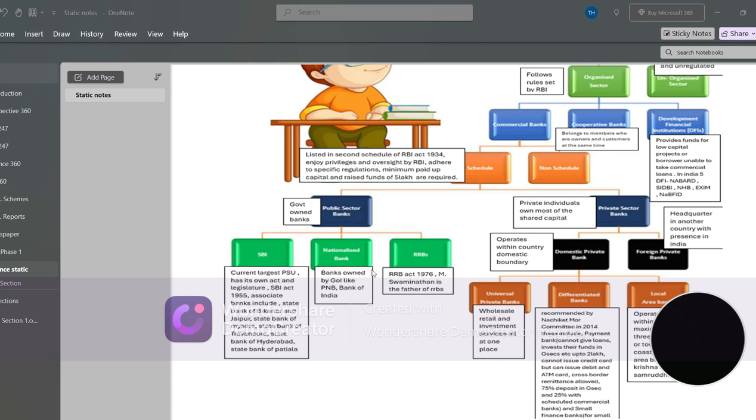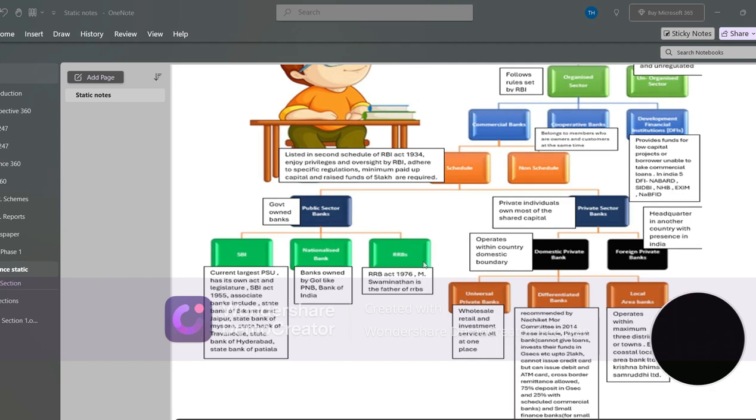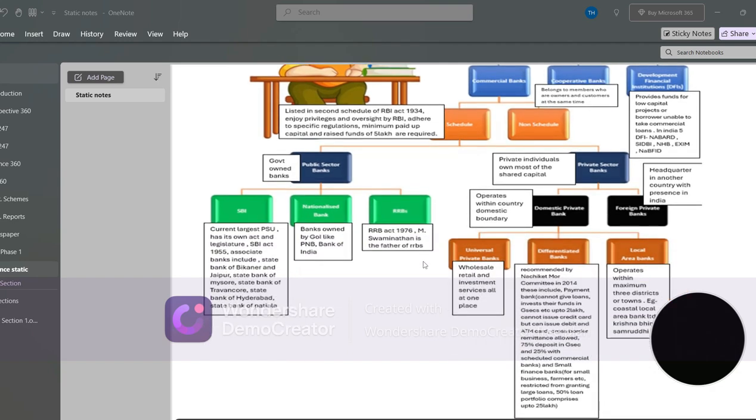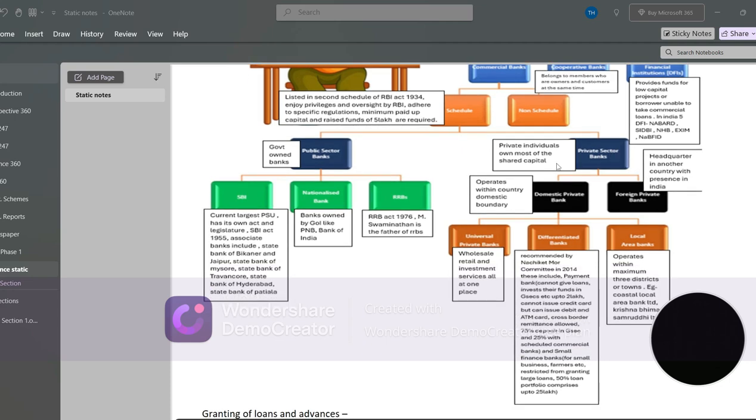These are the banks coming under the RRB Act of 1976. And this act was given by M. Swaminathan, and he is also known as the father of RRBs. Now, moving to private sector banks, which are owned by private individuals, they can be divided into domestic private banks and foreign private banks. The difference is simple.